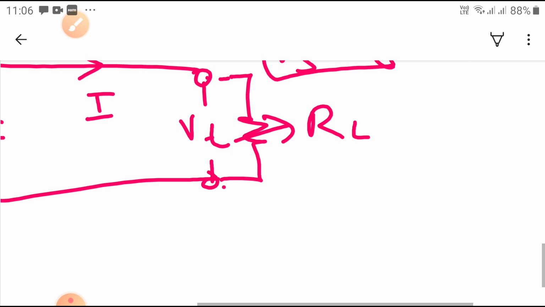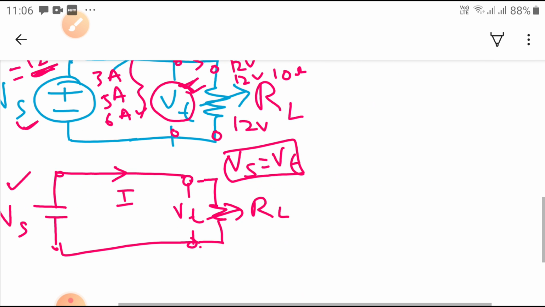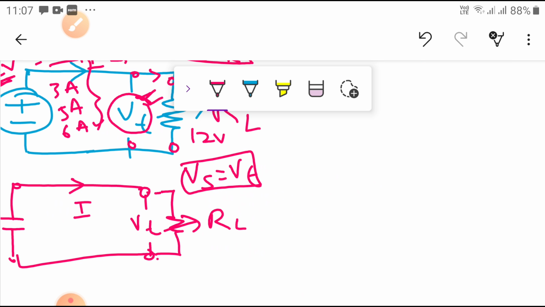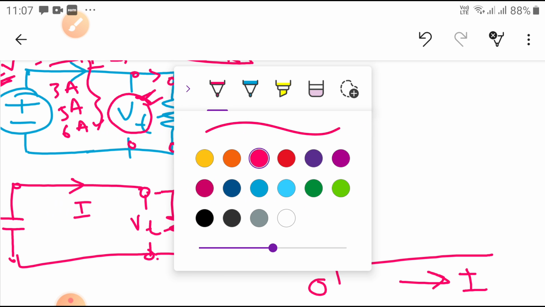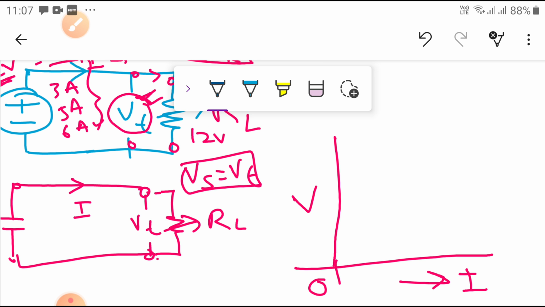What has happened here? Now if you draw the line, you can take the current here and the voltage there. Initially the current is 0. If there is no current, what will happen? That is simply an open circuit. The voltage is the same 12 volts here.